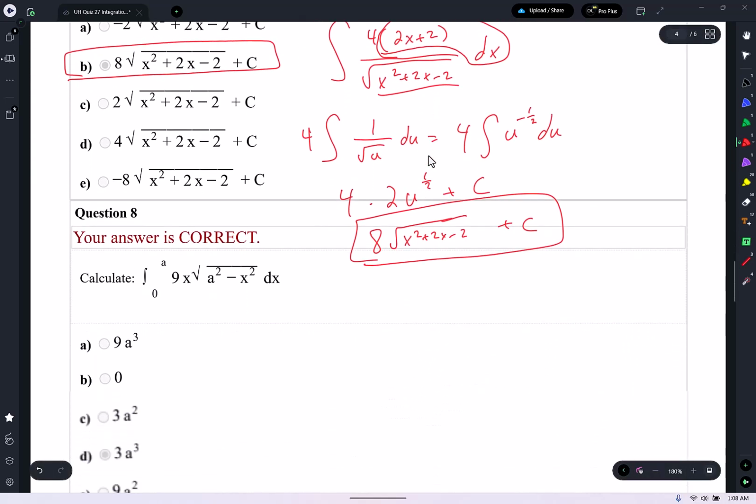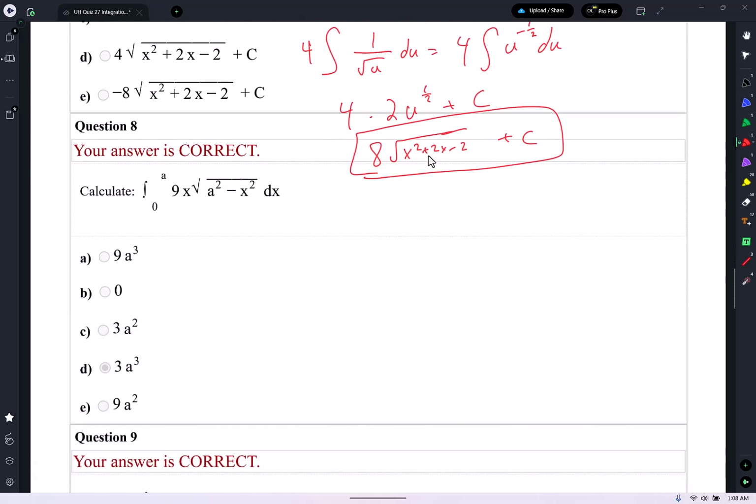All right, let's keep going. This is going to be another u substitution because I have a linear on the outside and a squared minus x squared on the inside. So u equals a squared minus x squared. So du, the a is a constant, is a negative 2x dx.